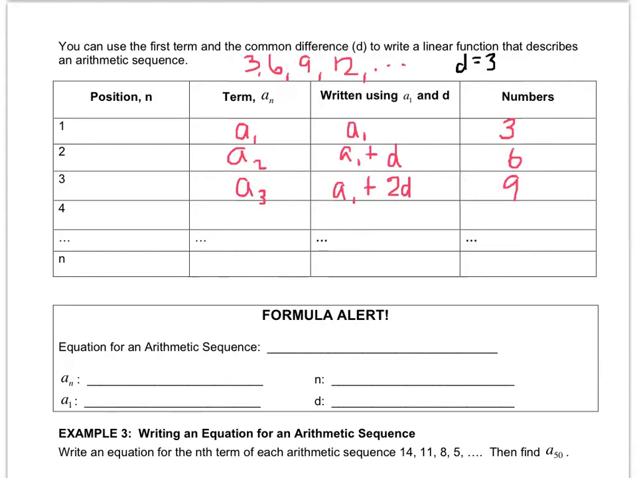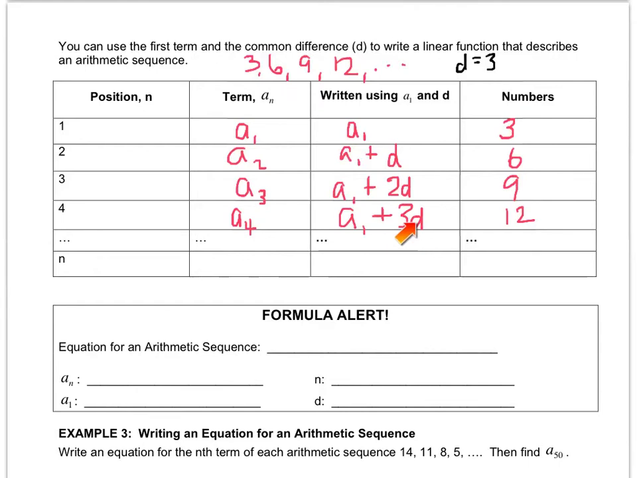Let's do another one. A sub 4, the number that I'm looking at is 12, and I want to know how to get from the first term all the way to 12. Well, that's 3 plus 3 plus 3. So that's 3 differences to get me to 12. So the first term plus 3 differences.